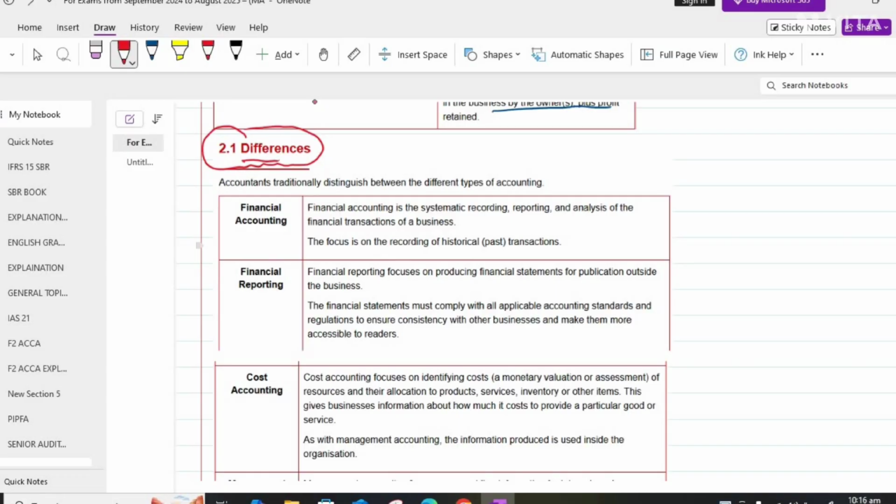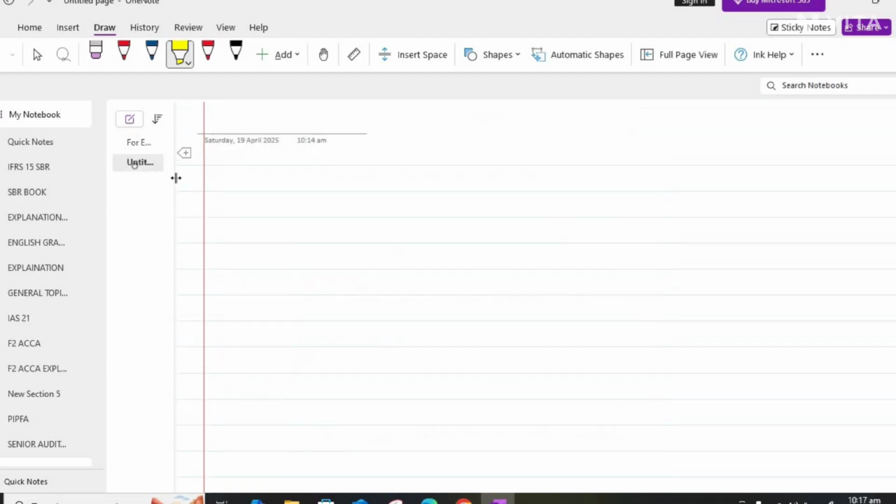The first thing is, financial accounting is the systematic recording, reporting and analysis of the financial transactions of a business. The focus is on the recording of historical data. This is the definition, and we will now explain what is meant by systematic recording, reporting, and analysis of financial transactions. From a financial accounting perspective, systematic recording, reporting, and analysis form a structured sequence to ensure accurate financial data management, compliance, and decision making.